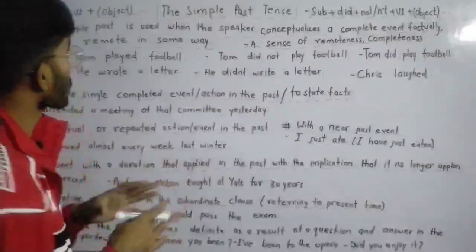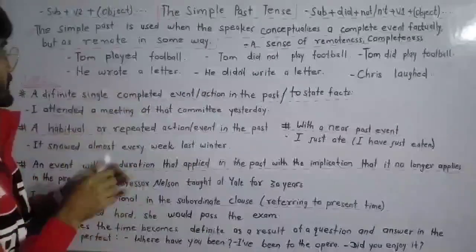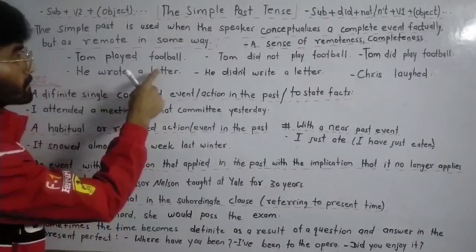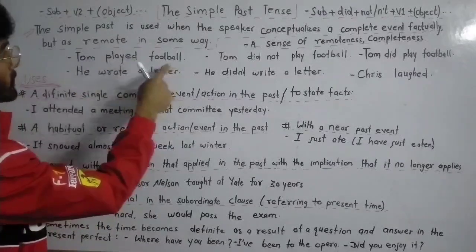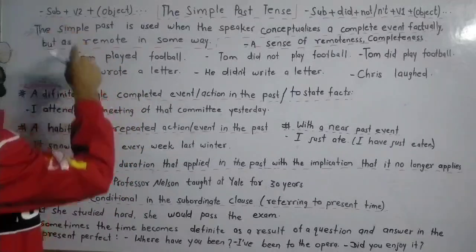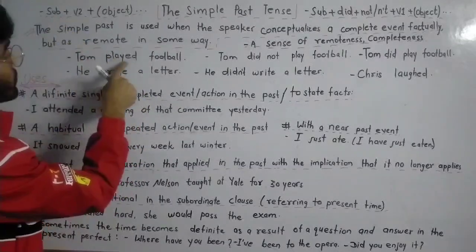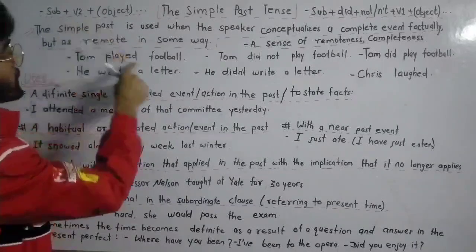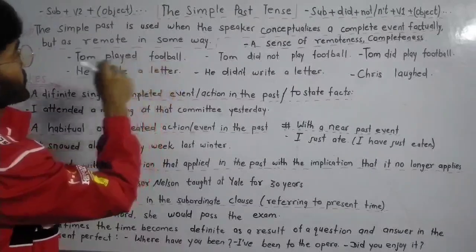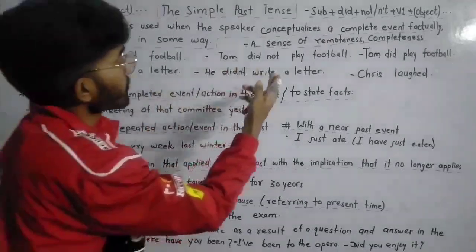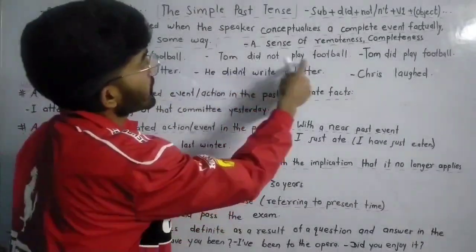And now let's talk about some examples here. You can see the first example is Tom played football. See, it is a positive sentence, Tom is the subject, played is the main verb, verb 2, and football is the object. Then while changing this sentence into negative, you can see Tom didn't play football.